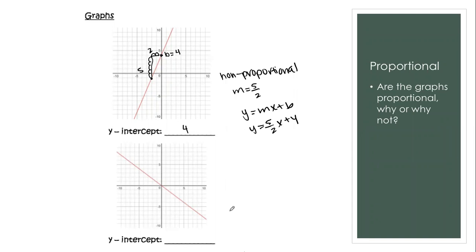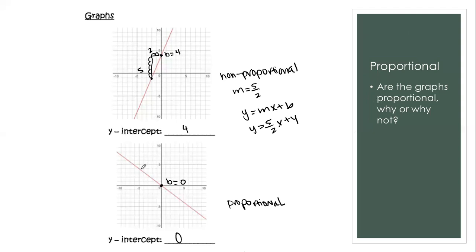It is, perfect. And how do you know? Because it passes through the origin. Perfect. It passes through the origin, telling me it has a y-intercept of 0. So because of that, I know this is proportional. But remember, we're not stopping just at is it proportional or not. We're also needing to find the slope.